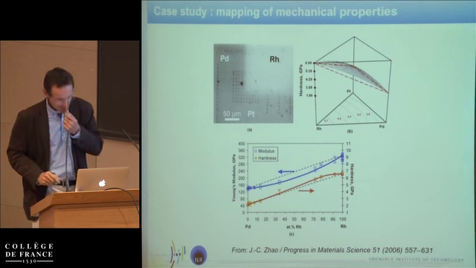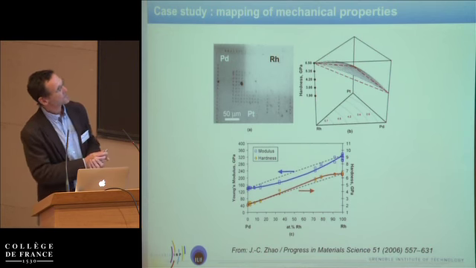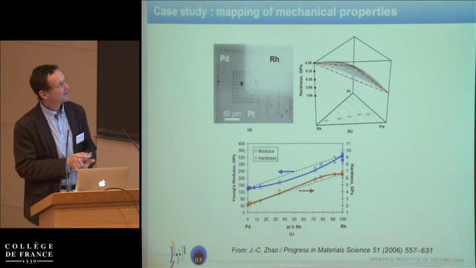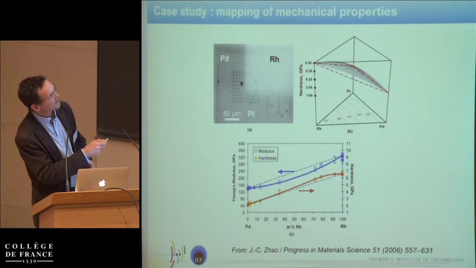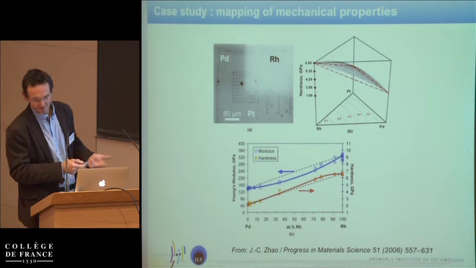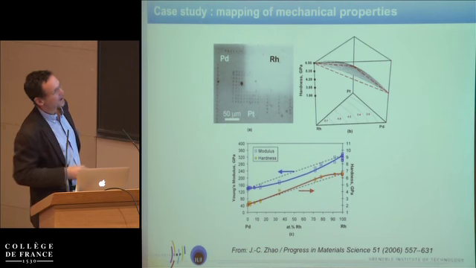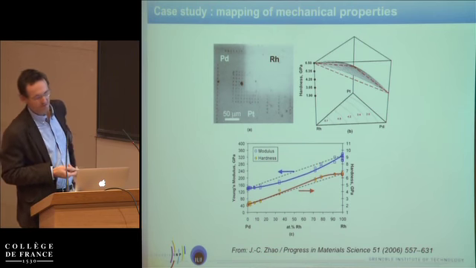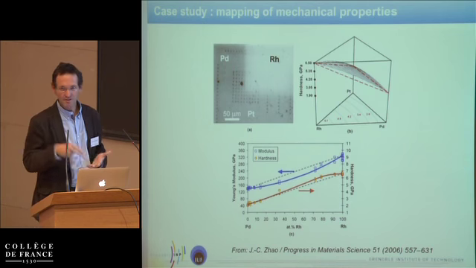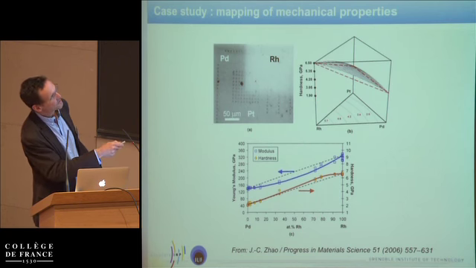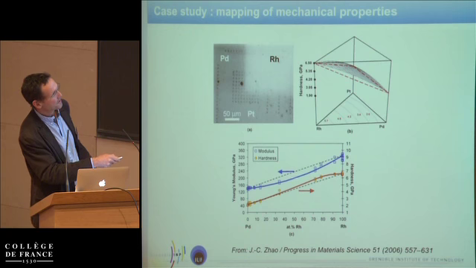Okay, so a few examples now. So first, mapping. This one is about mapping mechanical properties, actually. And so here people did a ternary diffusion couple, well, a diffusion triple, between palladium, rhenium, and platinum. And then using a nanoindenter map, you can get some mechanical properties. And if you do nanoindentation, you get not only the modulus, but also the hardness. And then you can start to make maps as a function of composition of, well, here, hardness in orange and modulus in blue.